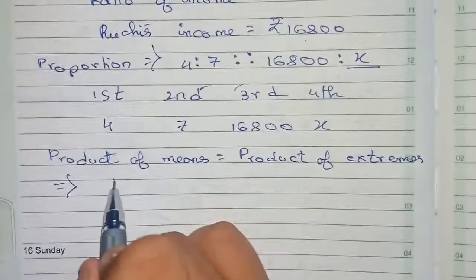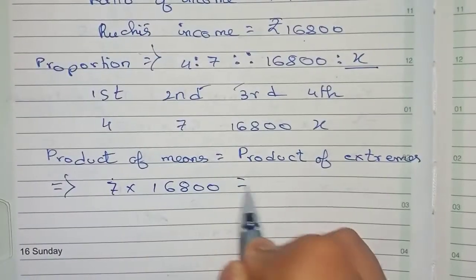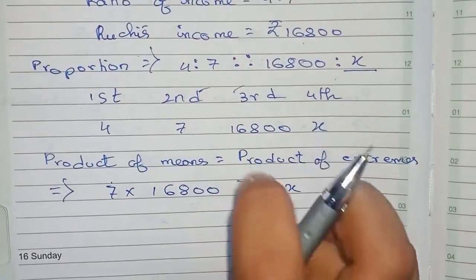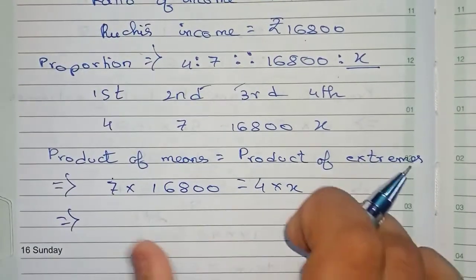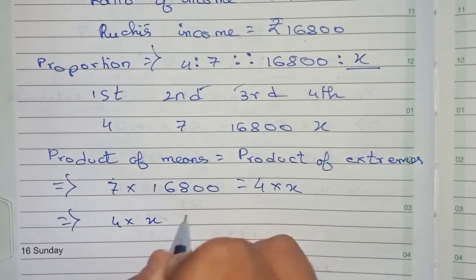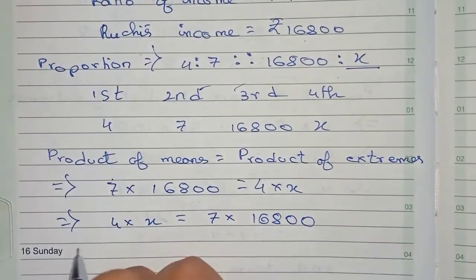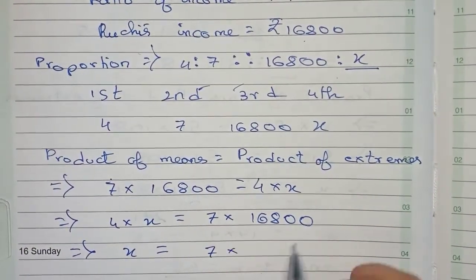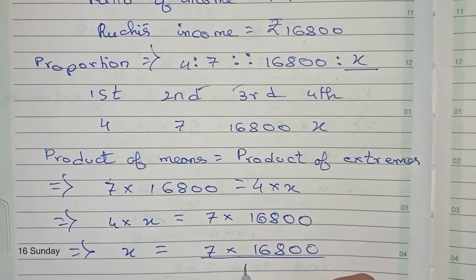So the second term times the third, that is 7 into 16,800, is the product of means, and the product of extremes is 4 into x. If we solve this we will get the value of x, which is Rajan's income. So now just rotate this. That means I take 4x to this side: 4x equals 7 into 16,800. So now x equals, I take 4 to that side, so it becomes 7 into 16,800 by 4. 4 goes into division.